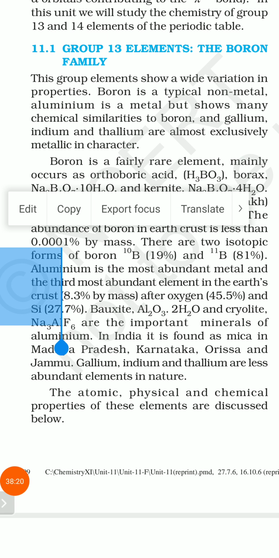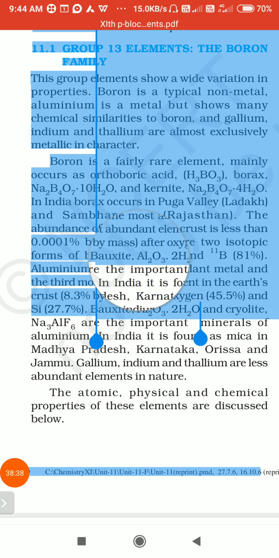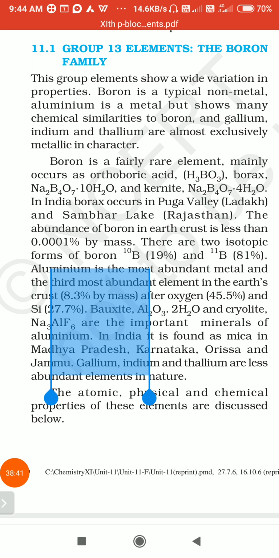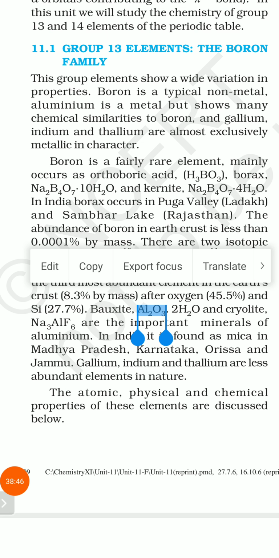Aluminium forms two compounds. First one is bauxite. Al2O3, 2H2O is called the bauxite formula. Aluminium oxide, Al2O3, 2H2O is called bauxite. And another one is cryolite. Cryolite, Na3AlF6. So these are what you call aluminium compounds.